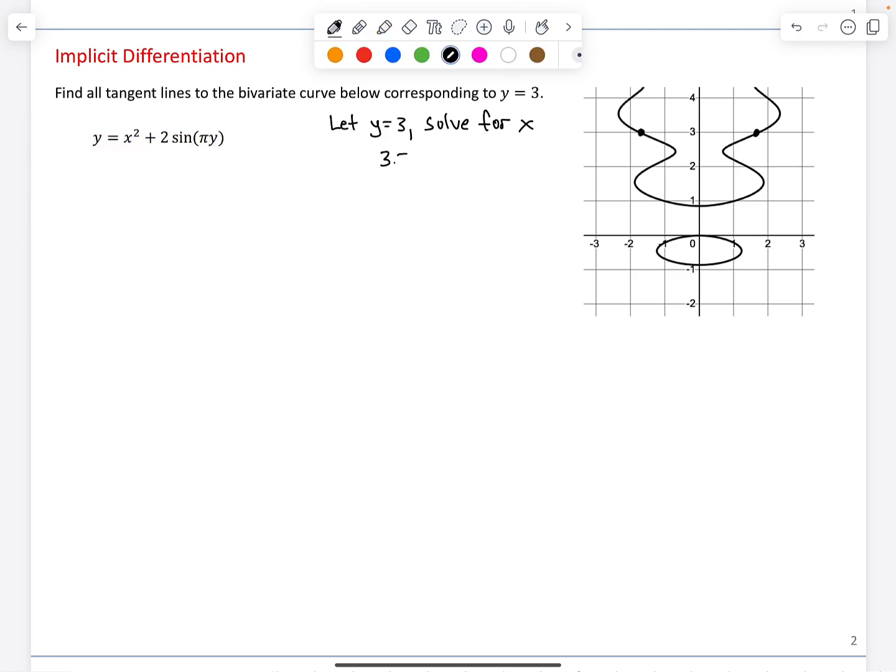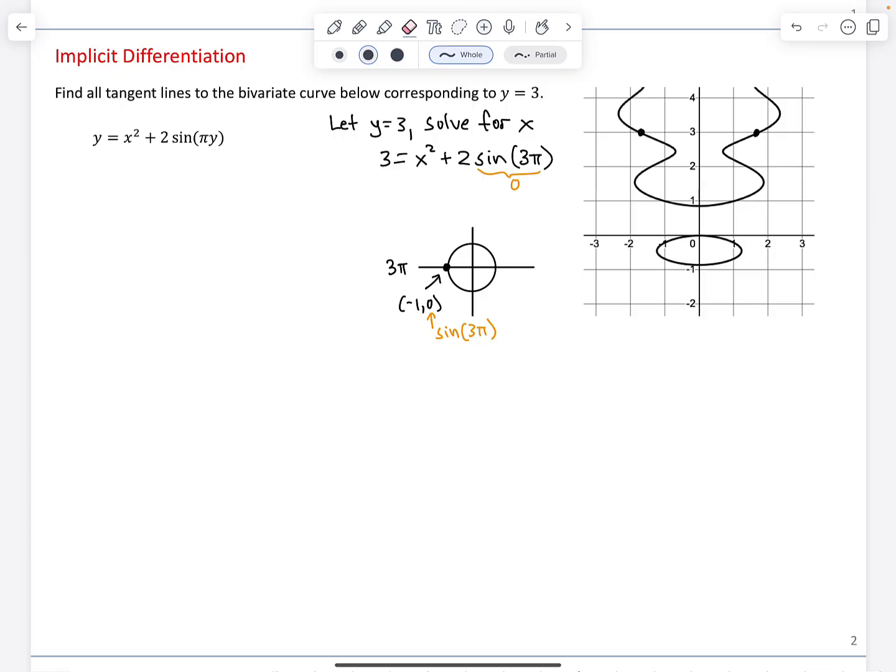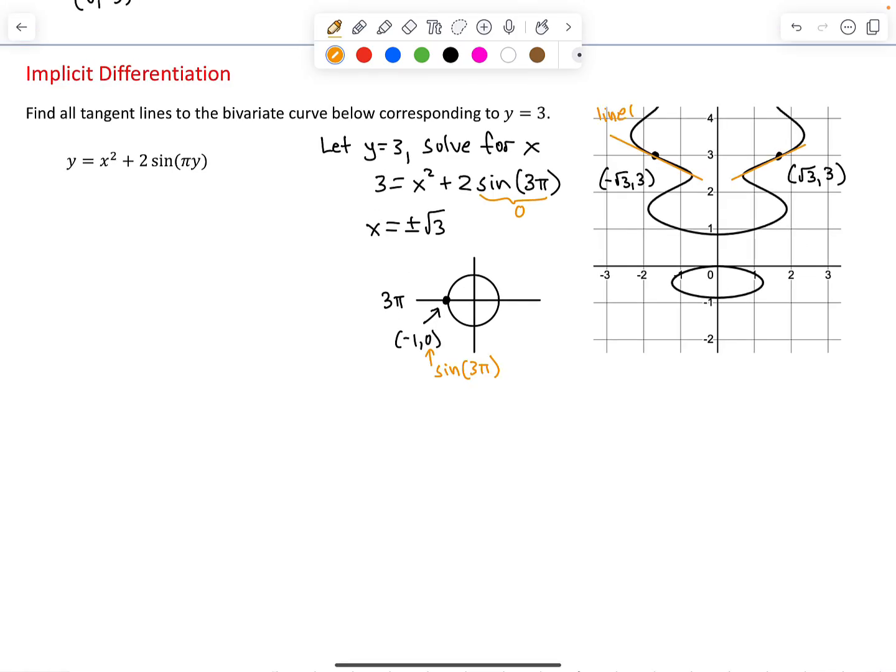So we have 3 is equal to x squared plus 2 times the sine of pi times 3, which is the same thing as 3 pi. On the unit circle, we have pi, 2 pi, 3 pi, which is 1 full rotation and a half. The coordinates there are (-1, 0) on the unit circle, and the second coordinate is the sine of 3 pi. So I know that sine of 3 pi is just 0. That means we're solving 3 equals x squared, so x will be plus or minus the square root of 3. So on the left, we have (-√3, 3) as my point, and on the right, we have (√3, 3) as my point. We'll say line 1 is on the left, and line 2 is on the right.